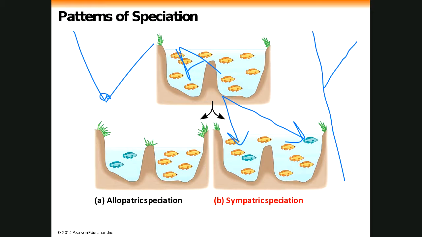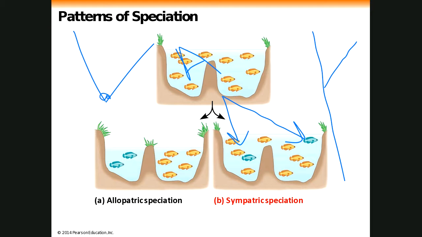SYM means next to. So if you have sympathy, you have feelings that are similar to someone else. Gosh, it's really bad. I heard about your mother dying. My mother died. I got sympathy. I know what it feels like. Sympatric speciation then involves species that occur right next to the original species. You're not in someplace else.